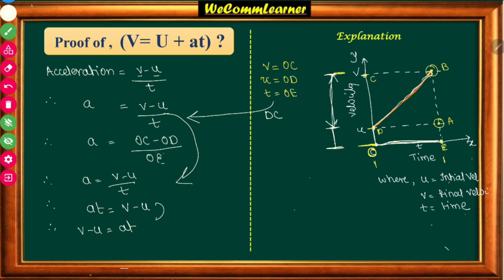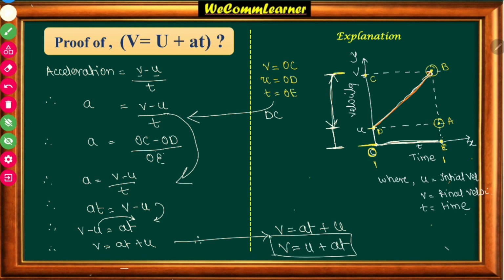Can I write it this way? Yes, I can write. I'll just replace the right side of the equal sign with the left side, and then add u on both sides, and then your final output is v equals AT plus u, that is v equals u plus AT. This is your proof, this is your structure.